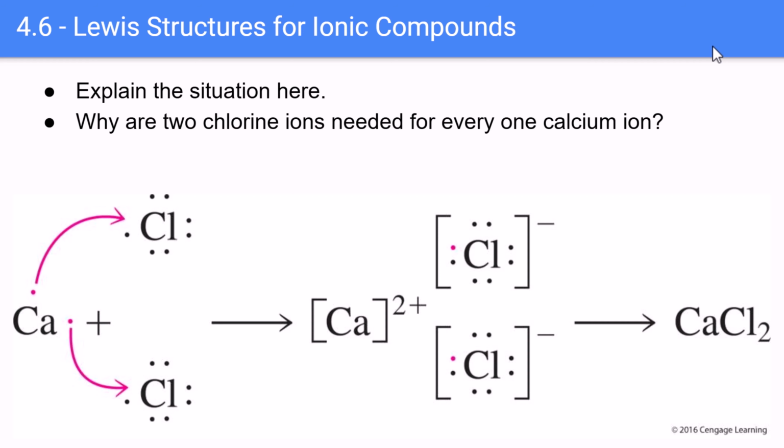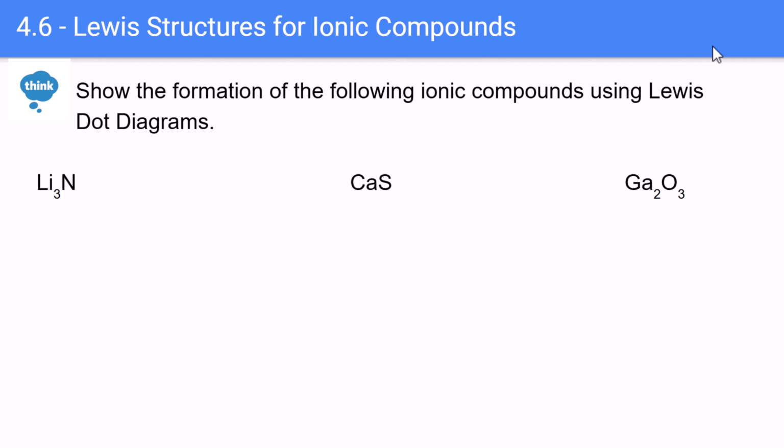Calcium donates both electrons, so as a result, it carries a 2 plus charge. Each chlorine gains 1, so therefore it has a minus 1 charge. But notice again, all the octet rules are satisfied, and we end up with CaCl2 as our chemical formula. So the chemical formula, again, is dependent upon the valence electrons and how we can get all of the octet rules satisfied through the donation and taking of electrons.